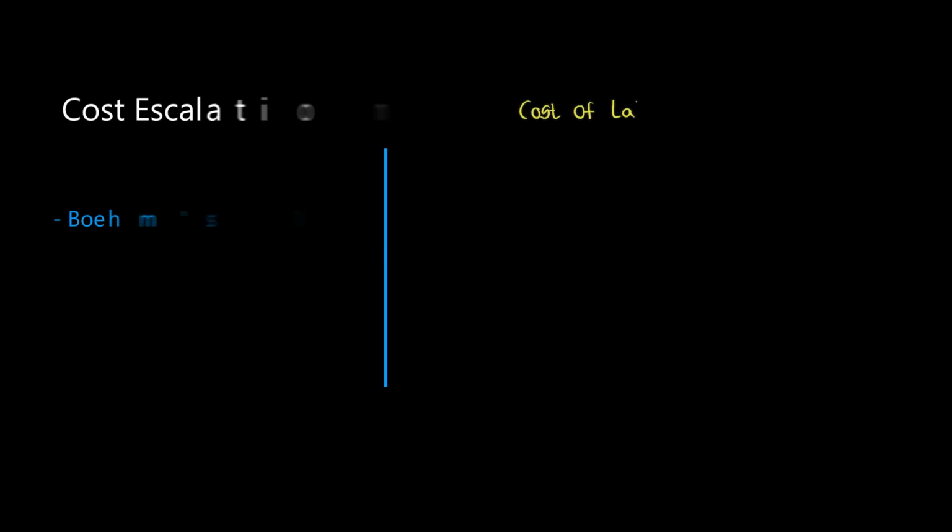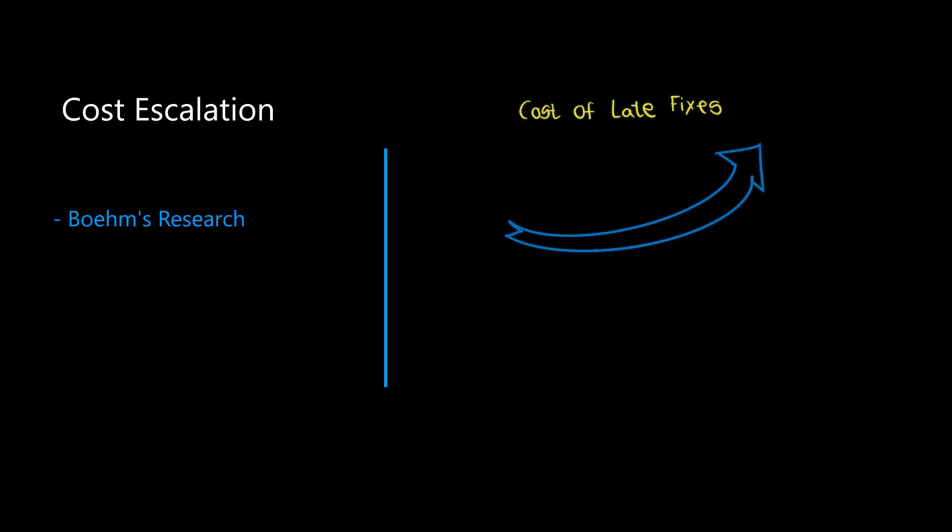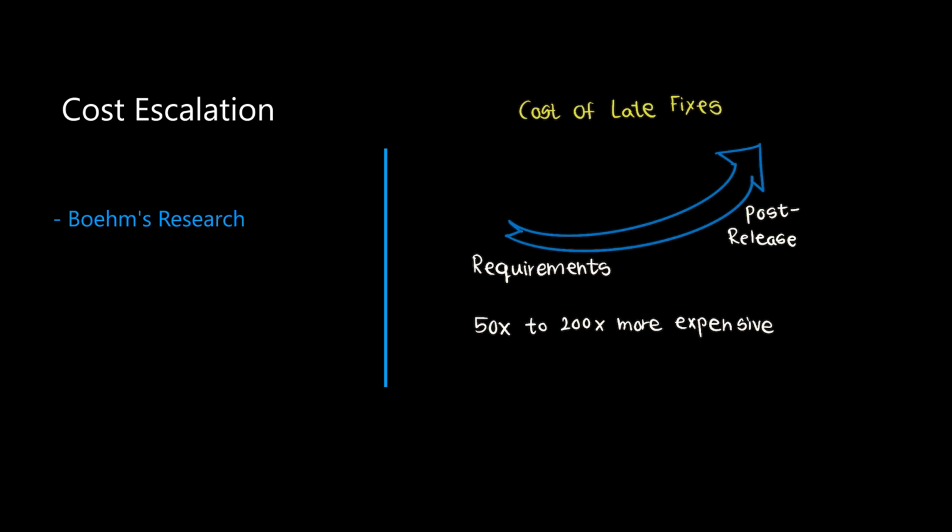The reason the industry cares about this distinction is money. Fixing a security flaw during requirements costs almost nothing compared to fixing it after release. BIRM's research found that defects discovered in the field cost 50 to 200 times more to fix than ones caught early. Other research puts the ratio at 100 to 1. Find problems early or pay later.